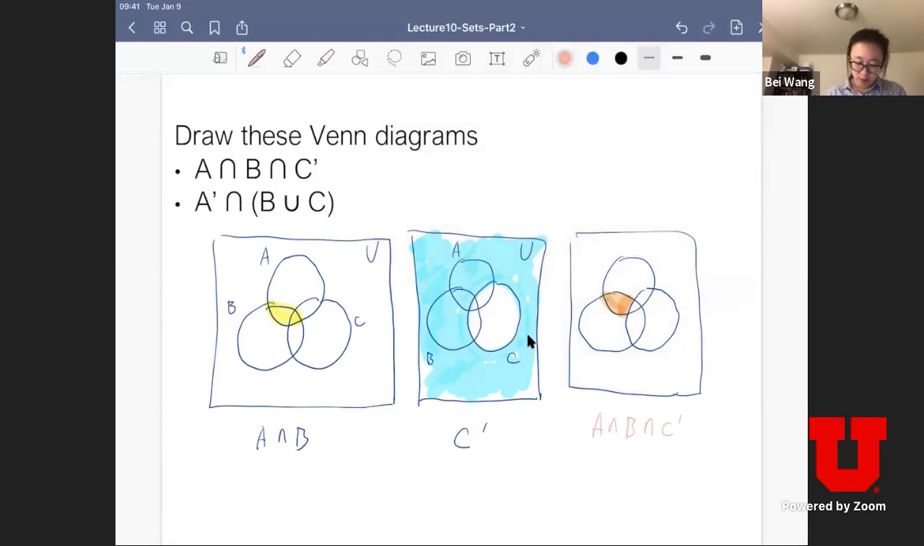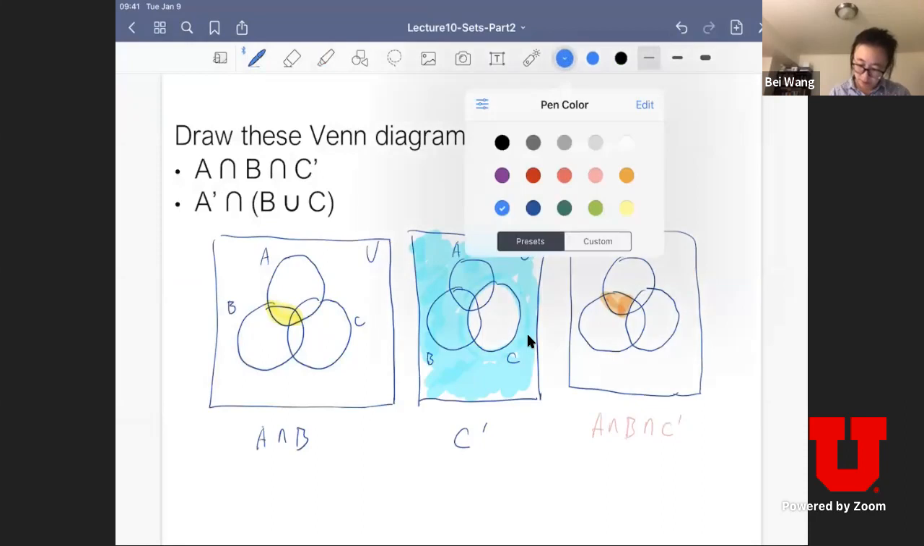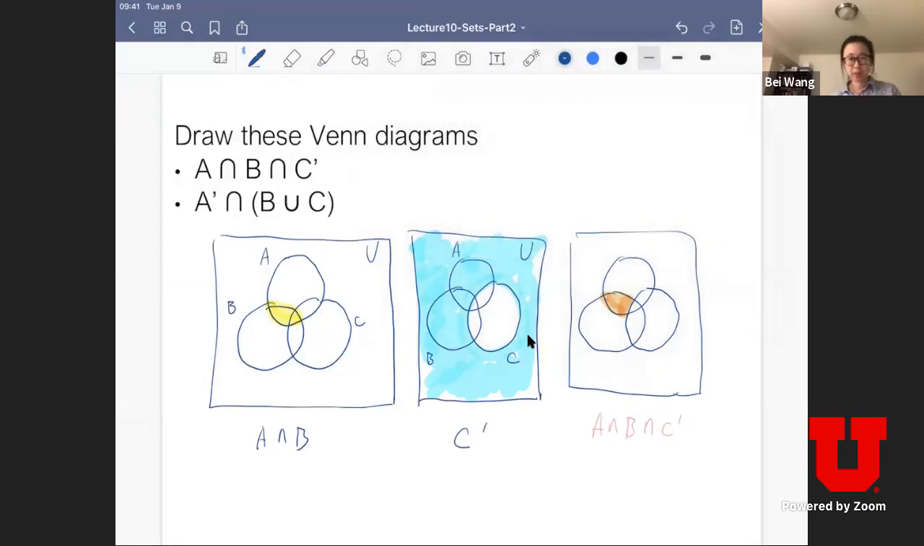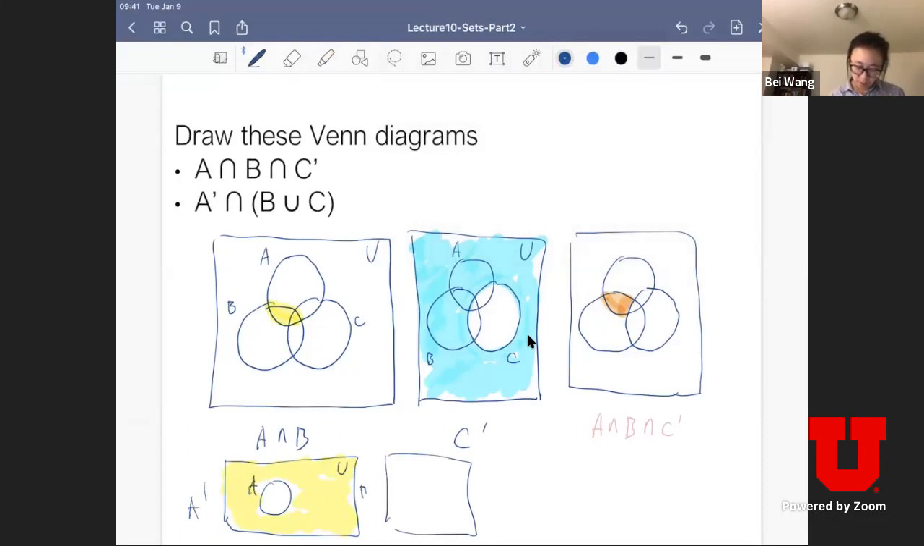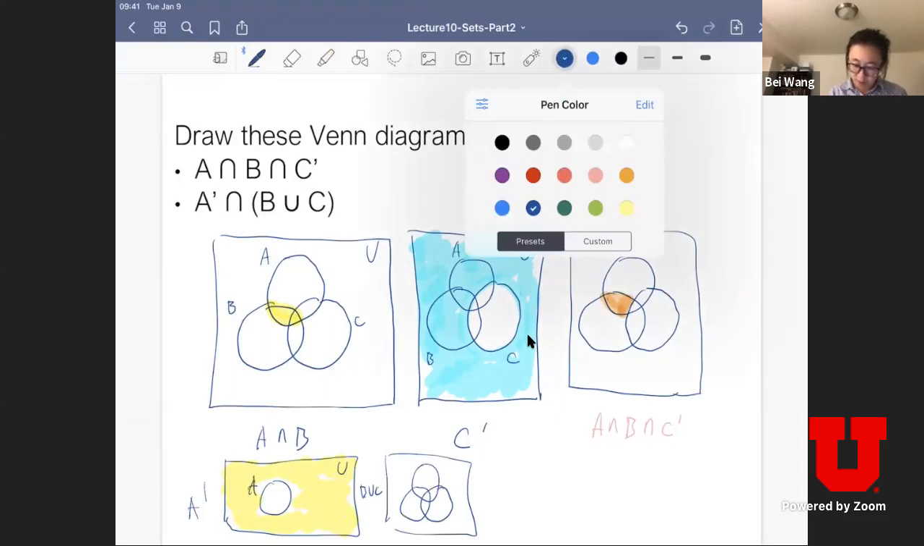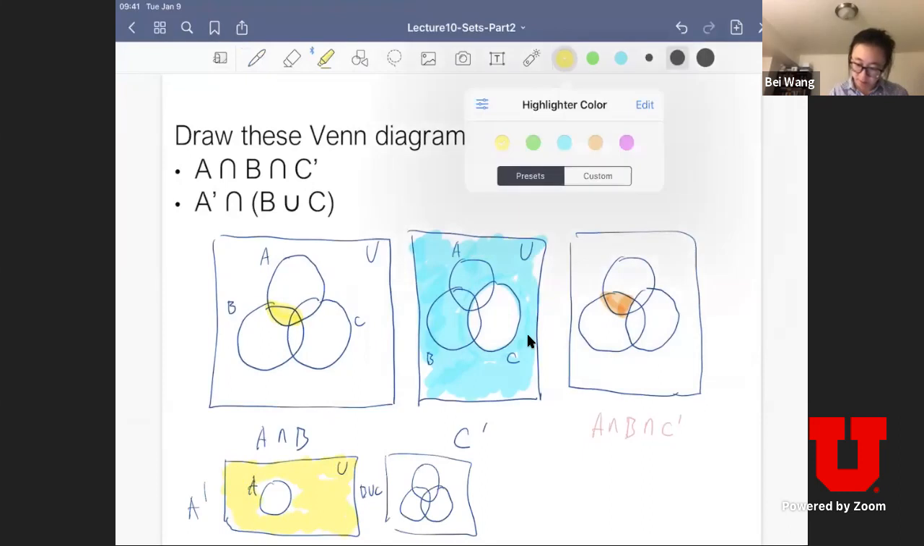Now let's do the second one. We're going to do A complement intersect B union C. So let's do A complement first. This is A. A complement is everything outside of A. That's A complement. And then I'm going to do B union C. Again, it's everything in B or in C.